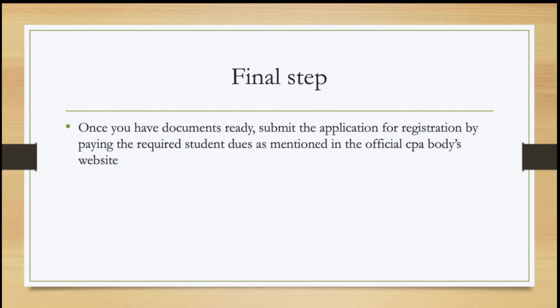Once you have the required documents, the final step is to submit the application for registration. You need to register on the CPA body's website and upload all the documents from your end, and the good standing certificate and WES will be sent directly by the respective bodies to the CPA body. After review of everything, you will be registered as a student by the CPA body. So this is the final step.